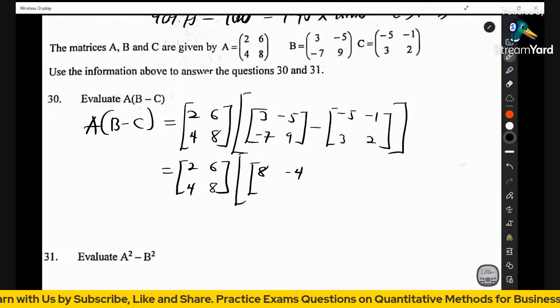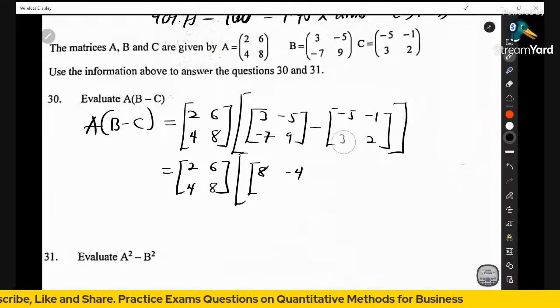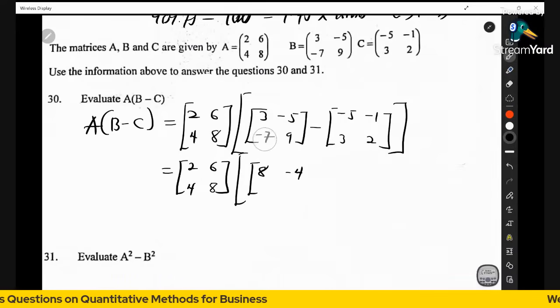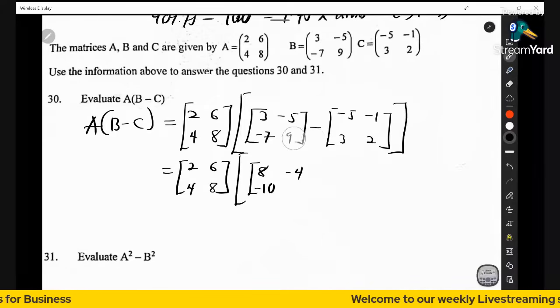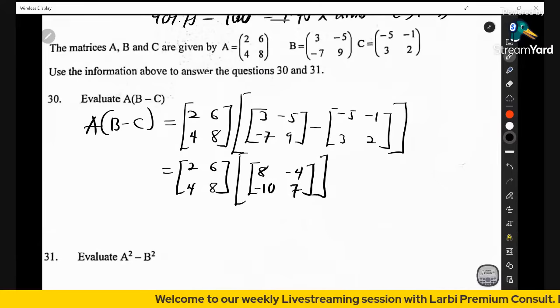So here too, you subtract 3 from what? 7. So it becomes -7, -3. We are getting what? -10. And then here 2 from 9, we are getting what? 7.